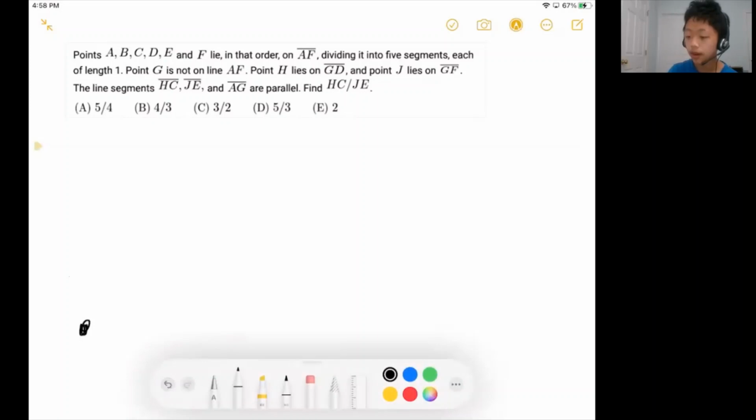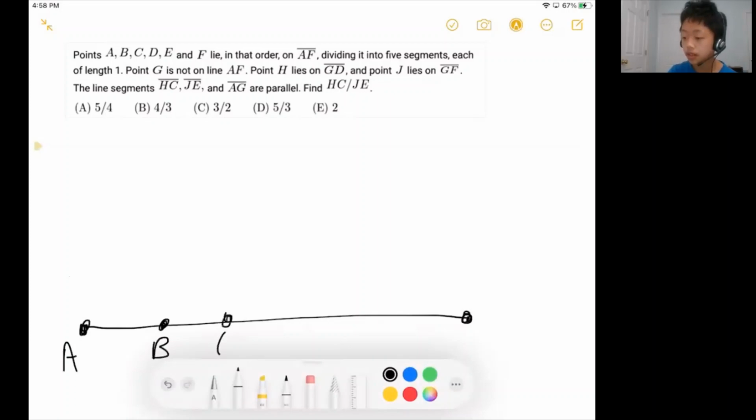So A through F. So we have A, B, C, D, E, F. And we're given that it divides it into 5 segments of length 1. So 1, 1, 1, 1, 1. Those all have length 1. And then we're given that G is a point not on line AF. So let's say G is somewhere here, maybe.